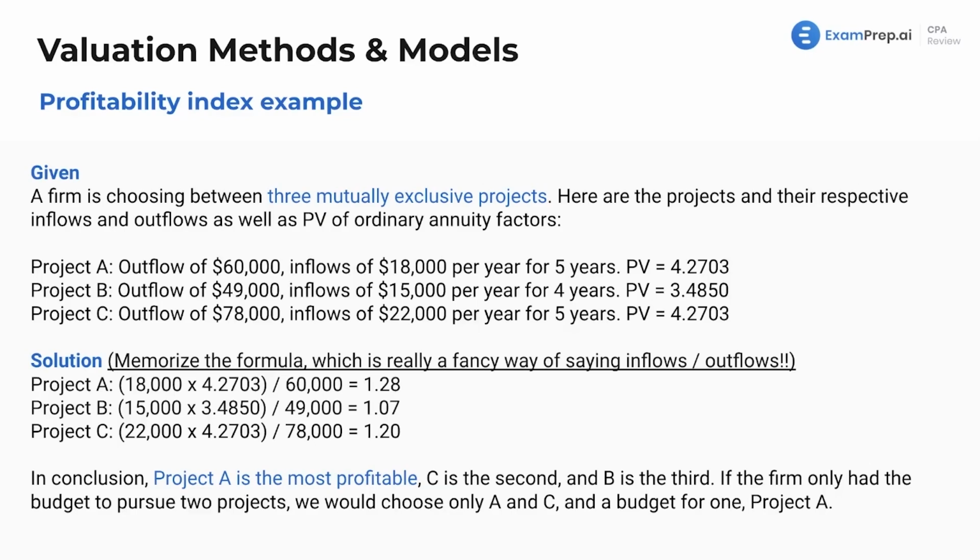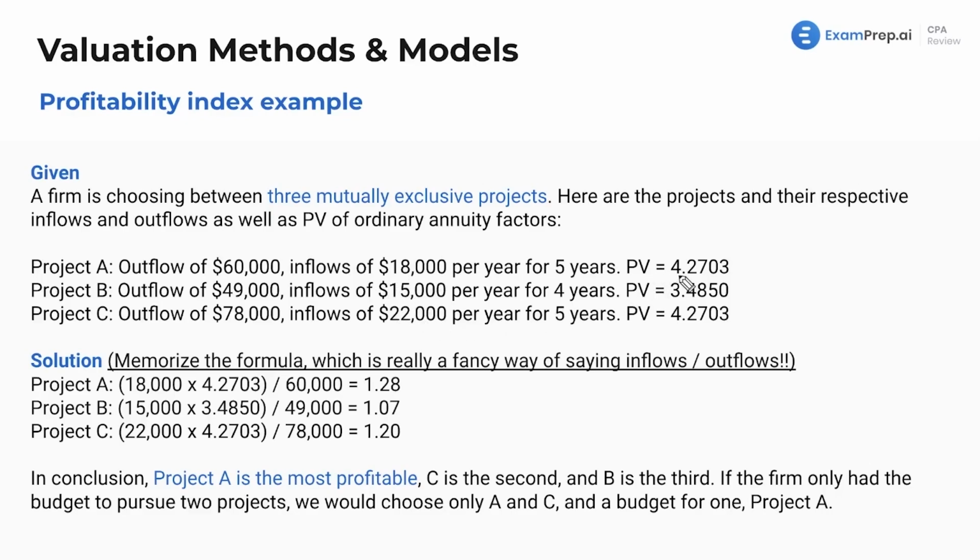Profitability index example. I like to think of it like a percentage. It kind of is. Here are examples of profitability indexes. So what are we going to do here? A firm is choosing between 3 mutually exclusive projects. Mutually exclusive means we can only choose one. Only one will survive. Here are the projects and their respective inflows and outflows, as well as the present value of ordinary annuity factors. Because we have inflows of equal annual amounts that repeat, we can use the ordinary annuity factors.